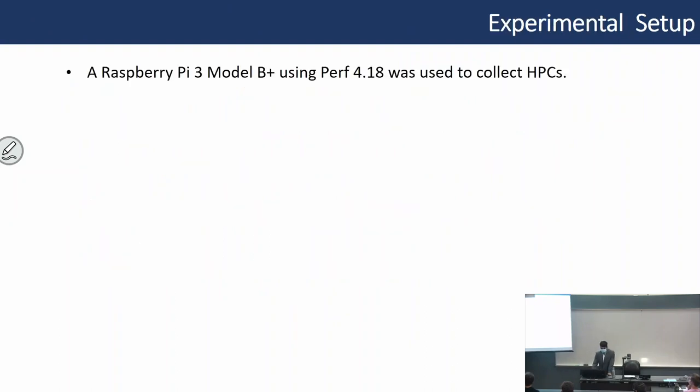Okay, so this is our experimental setup. We used a Raspberry Pi 3 for our experiments. The reason is that you don't want to really run malware on your own PC, right? And you cannot run malware on the network either. The UT Dallas admins will throw me out if I try to do that. So the advantage of a Raspberry Pi is you can always flush the OS using a memory card. Once you run the program and get the HPCs, just flush the OS. That's fine.